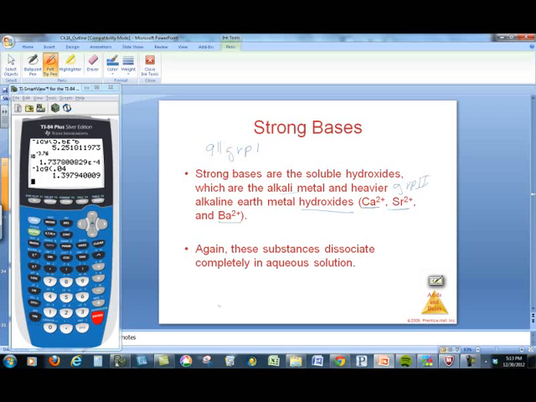Okay, and again, they completely dissociate in water. So if I have this, it's going to come apart completely as Ca 2 plus and 2 hydroxides. It comes apart completely. It is not a two-headed arrow.